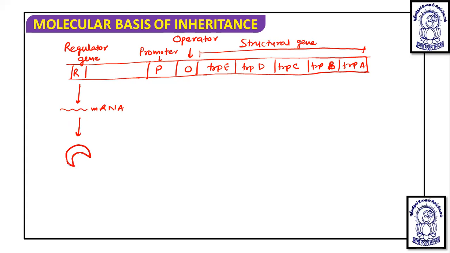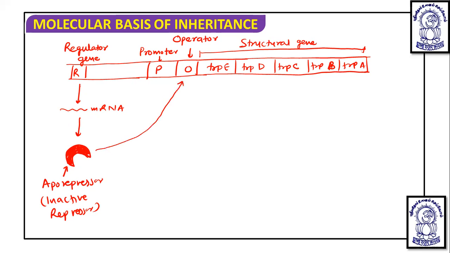Now the regulator gene forms its mRNA, and this mRNA is going to form an inactive repressor that is known as aporepressor. Aporepressor is an inactive repressor, so it cannot bind with the operator gene. If it is not able to bind with the operator gene, then RNA polymerase will recognize the promoter sequence and synthesize all the further genes.